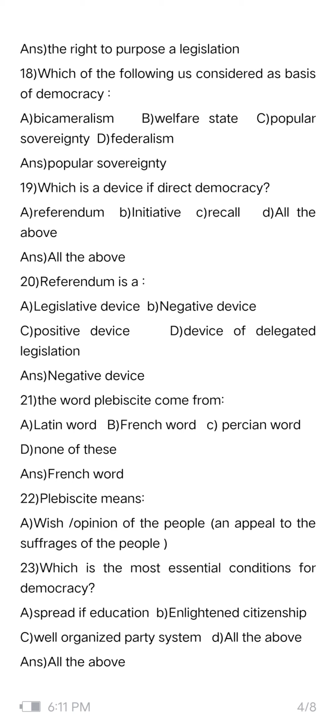Next question is, which is a device of direct democracy? Option A, referendum. Option B, initiative. Option C, recall. And option D, all of above. Right answer is all the above. Referendum, initiative, and recall are the devices of direct democracy.